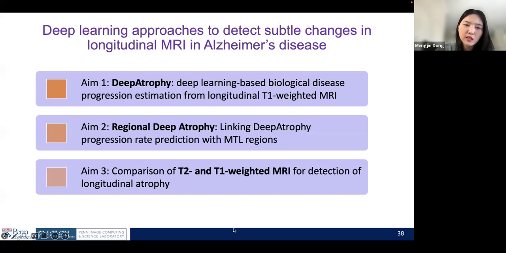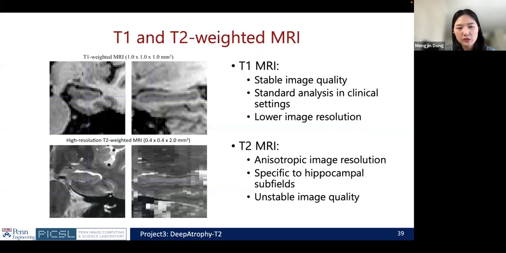And as a side project, in case some people are interested, I'll just briefly go over it. This is when I compare T1 and T2 weighted MRI images for detecting longitudinal atrophy using only the DeepAtrophy model. If we look at the difference between T1 and T2 weighted images, T1 weighted image is suitable for whole brain analysis, and it has more stable image quality, but it has lower image resolution.